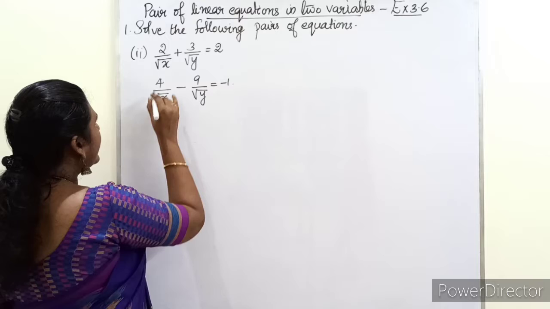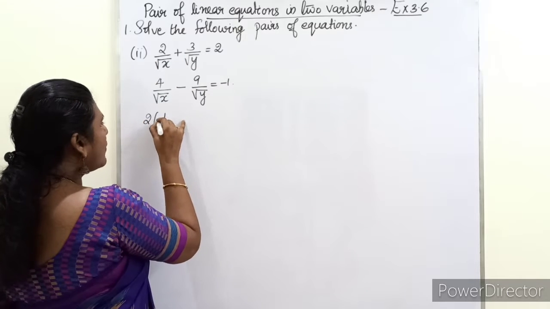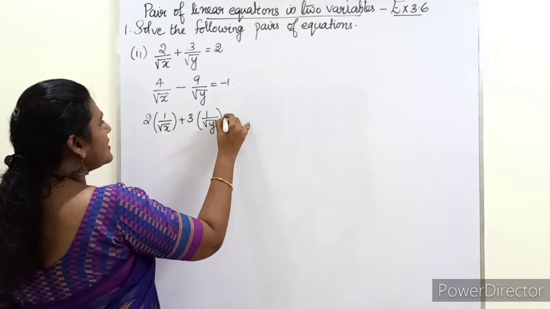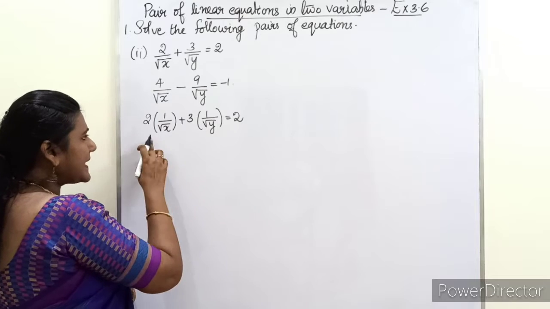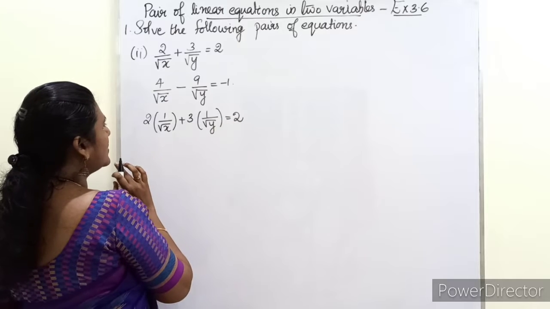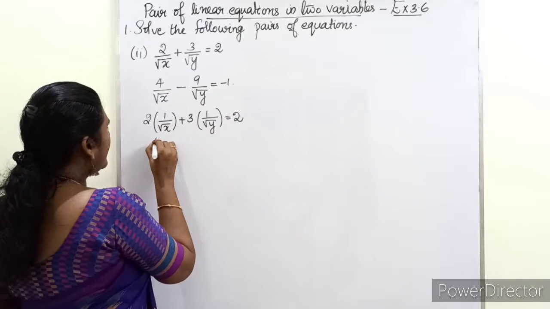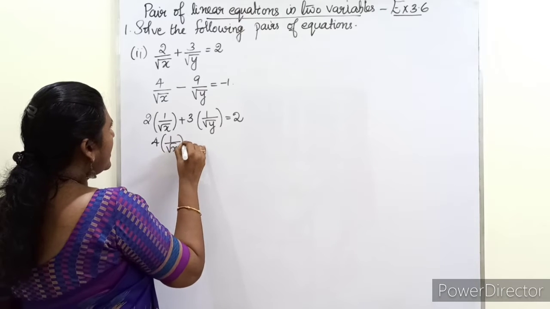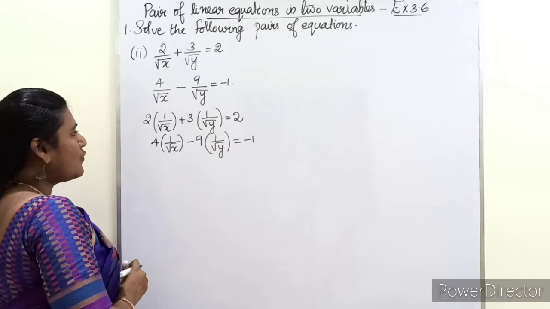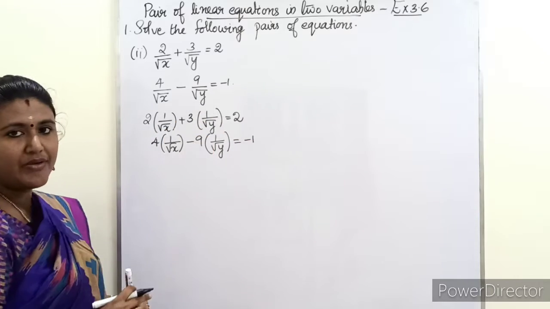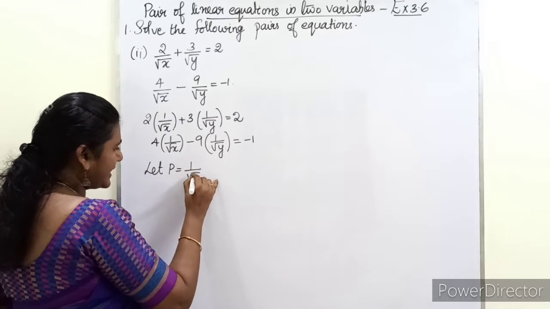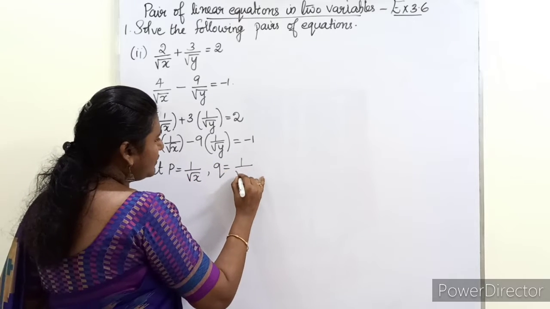So here we will write this as 2 into 1 by root x plus 3 into 1 by root y is equal to 2. So the first equation we can rewrite as 2 into 1 by root x plus 3 into 1 by root y is equal to 2. Now the second one, 4 into 1 by root x minus 9 into 1 by root y is equal to minus 1. So here for this 1 by root x and 1 by root y we will substitute p and q. So let p is equal to 1 by root x, q is equal to 1 by root y.